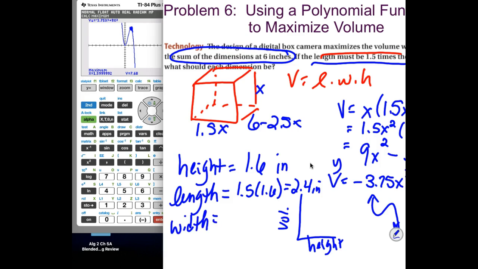Now, you can either put a 1.6 in here for x, or you can say they have to add up to 6, right? My 3 dimensions have to add up to 6. How much have I already used? I've used 4, so I have 2 inches left for that third side. And if I use those dimensions, I will get a maximum volume of 7.68 cubic inches. Okay? My y-coordinate from my maximum point. Questions on that? All right.